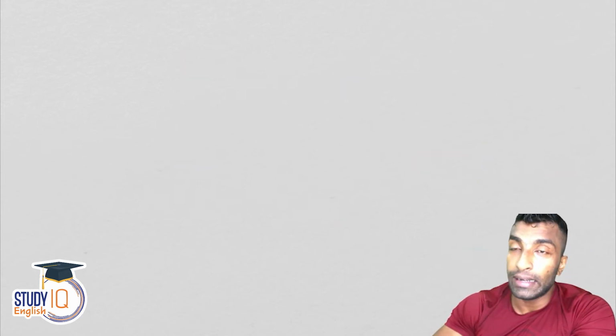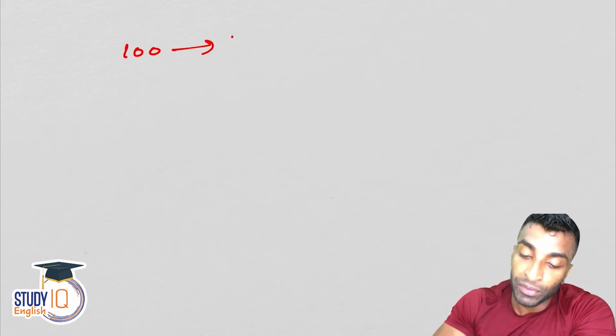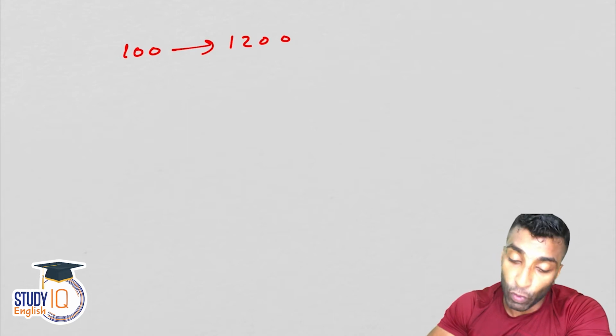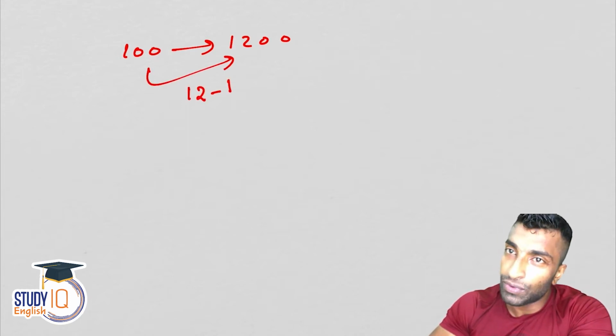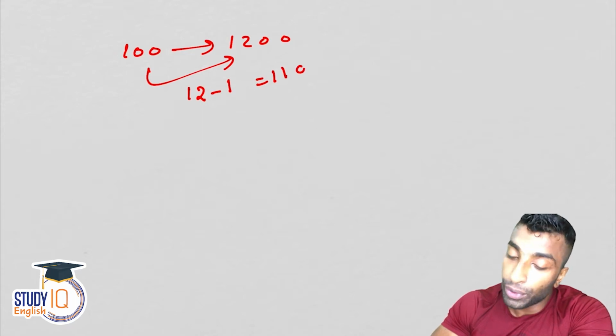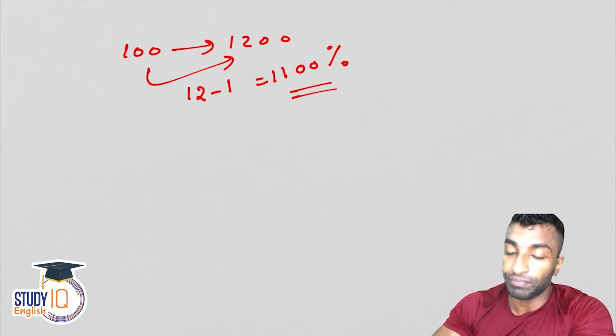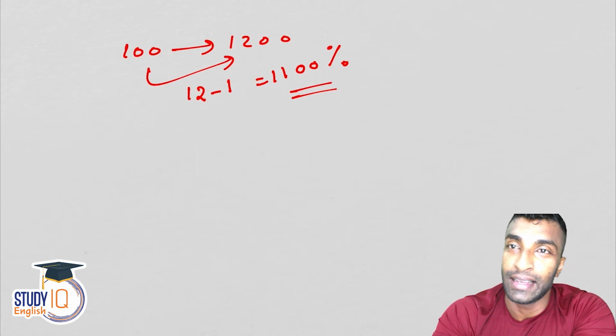So I hope you're finding it easy. Let's say 100 to 1200. What is the factor of multiplication? It is 12. 12 minus 1, it is 11. What you need to do? Add 2 zeros. What is the science behind this?